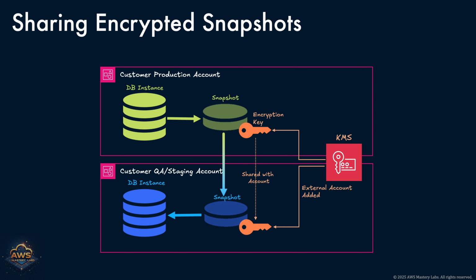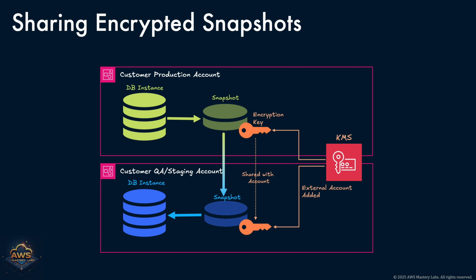This illustration walks us through the secure process of sharing an encrypted Amazon RDS snapshot across AWS accounts, typically from a production environment to a separate QA or staging account, and restoring it as a new database instance. We begin in the customer production account, where a live database instance is running. At a certain point, a snapshot of this production database is taken.